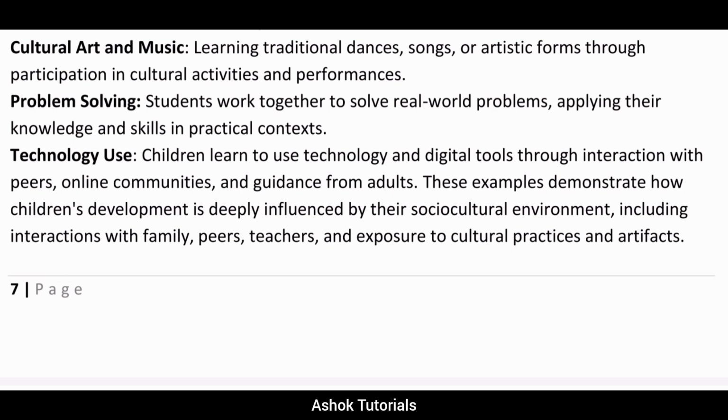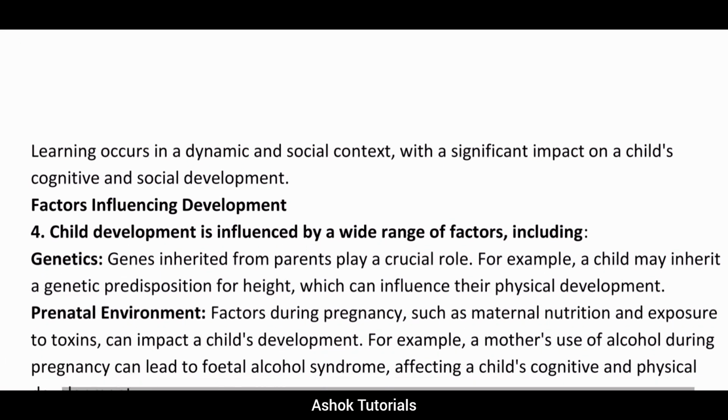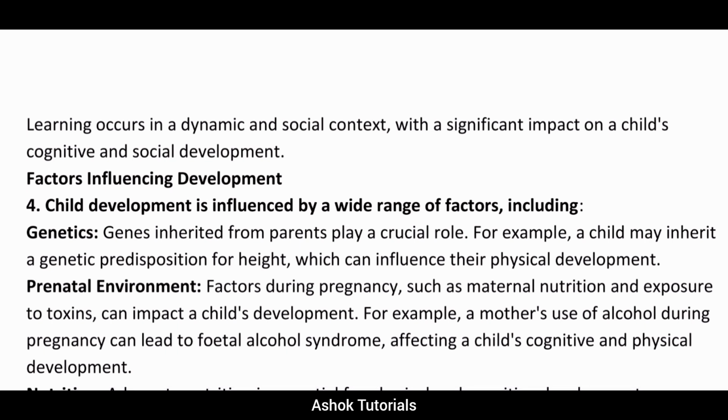These examples demonstrate how children's development is deeply influenced by their socio-cultural environment, including interaction with family, peers, teachers, and exposure to cultural practices and artifacts. So we have learned that the development of the child is not solely alone, it is with the environment and all the activities taking place in the environment along with the people in it. That is the family, the friends, the relatives, the peers, the teachers, and exposure to cultural practices and artifacts. So, learning occurs in a dynamic and social context with a significant impact on the child's cognitive and social development. So we have studied all the domains of development and we know in which way each domain affects the child. We already know that, right?